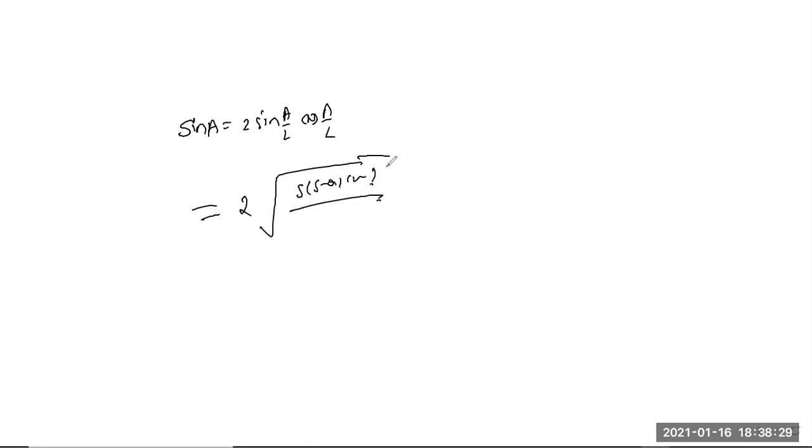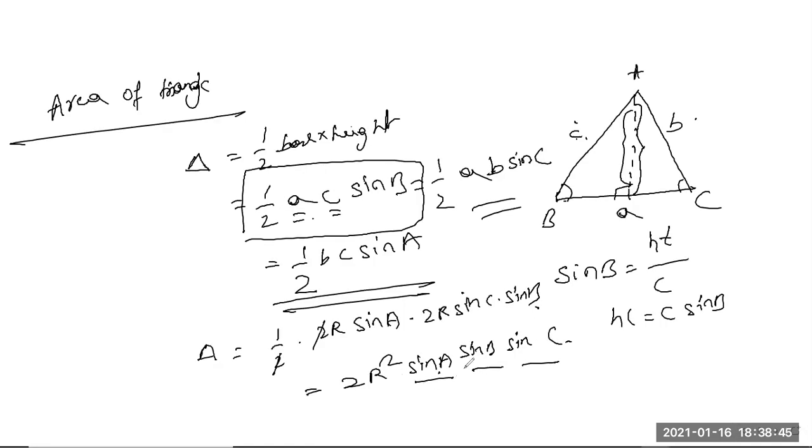So sin A can be written as 2 sin A by 2 cos A by 2. So if you use it like this, it will become 2 into S into S minus B by BC, 2 by BC into root of this. Okay, so this is how you can write.